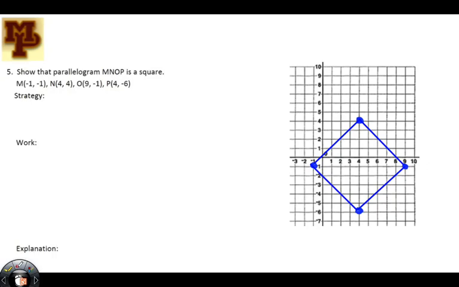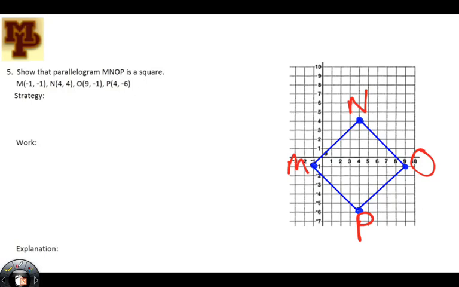Okay, and you probably should label them. So let's see, I got M, N, O, P. Alright, so we want to show it's a square.